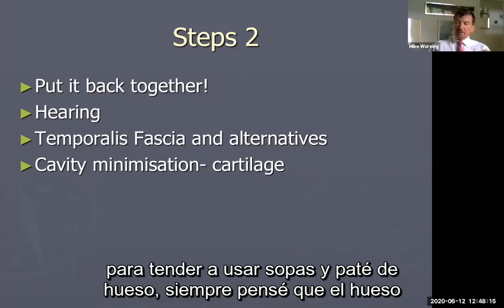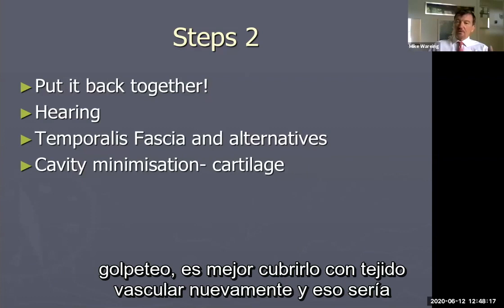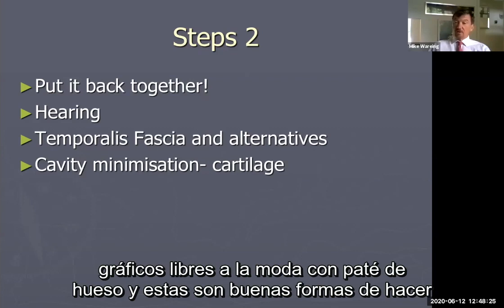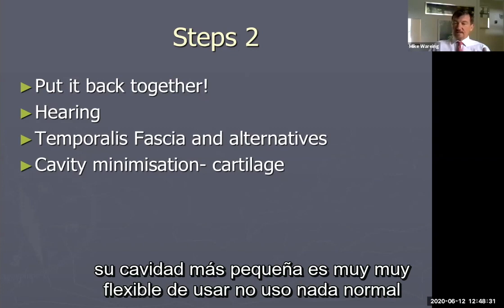I sort of have always thought that bone pate is better off covered with, again, vascular tissue, and that would be the subtemporal pericranium. But I'm aware that other people just use free graft, so like fascia, with bone pate, and these are good ways of making your cavity smaller. It's very, very flexible to use.